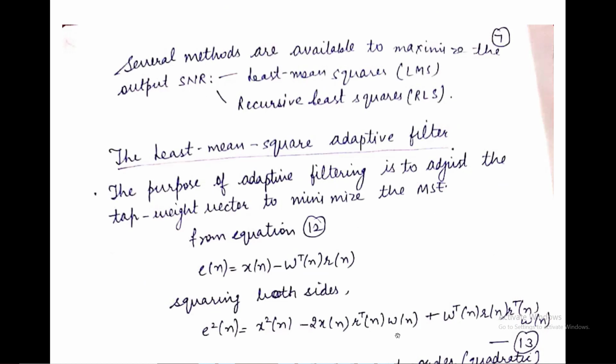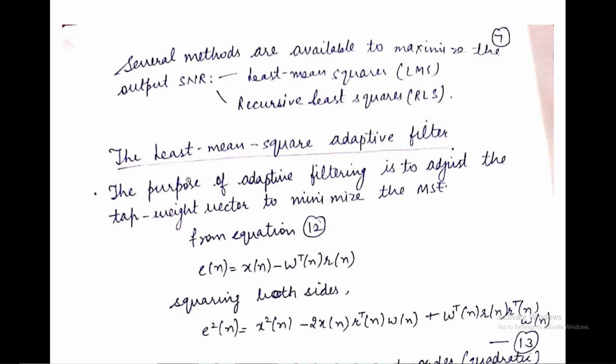Now, several methods, as I mentioned, are available to maximize the output SNR. That means I want to increase the signal to noise ratio. The methods can be least mean square, that is the LMS method. It can be recursive least squares, or the RLS method. So here we will take the least mean square adaptive filter, that is, the optimality method we are using is the least mean square method. So we are calling it the least mean square adaptive filter.